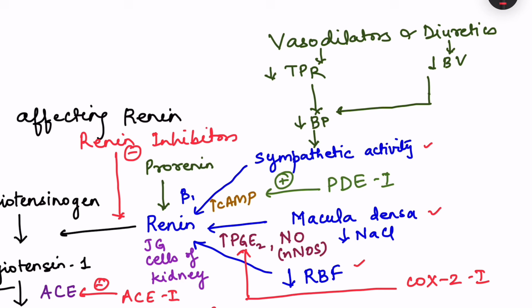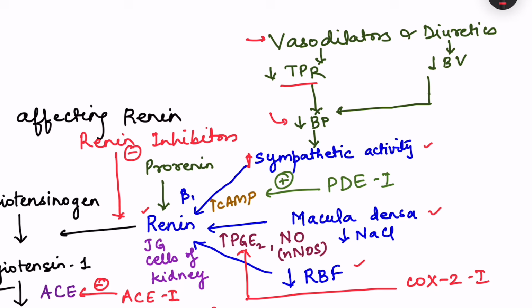So, we have vasodilators. Vasodilators cause arterial vasodilation, so there will be a decrease in the resistance. There is a decrease in the total peripheral resistance, thus causing a decrease in blood pressure. And we have seen that when there is a decrease in blood pressure, it affects the sympathetic activity by baroreflex. So, decreased blood pressure increases the sympathetic activity, and this increased sympathetic activity increases renin. So, vasodilators increase renin secretion.